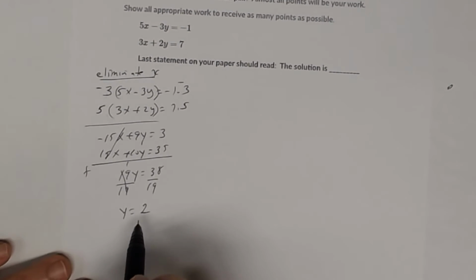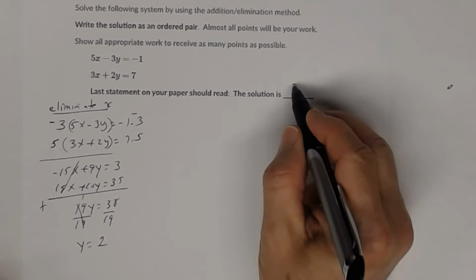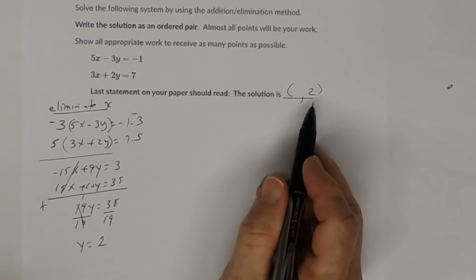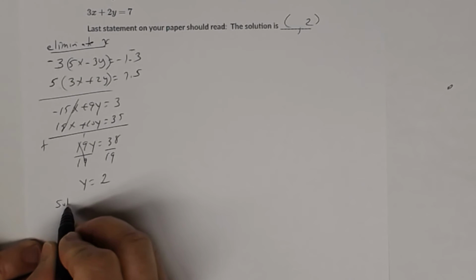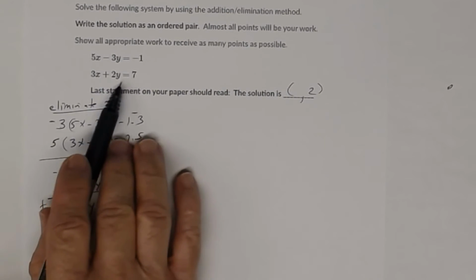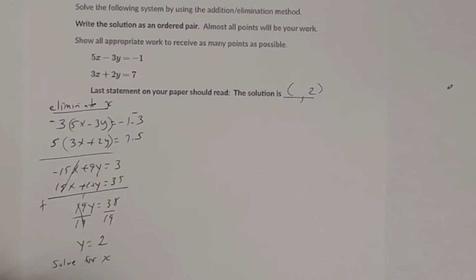Once I find the value of y, basically so far you just found your y coordinate of the ordered pair to be 2. Remember, that's your y. Now we have to solve for x. It does not matter which of those two equations you use. I'm going to go ahead and use the bottom one since every coefficient and constant is positive.